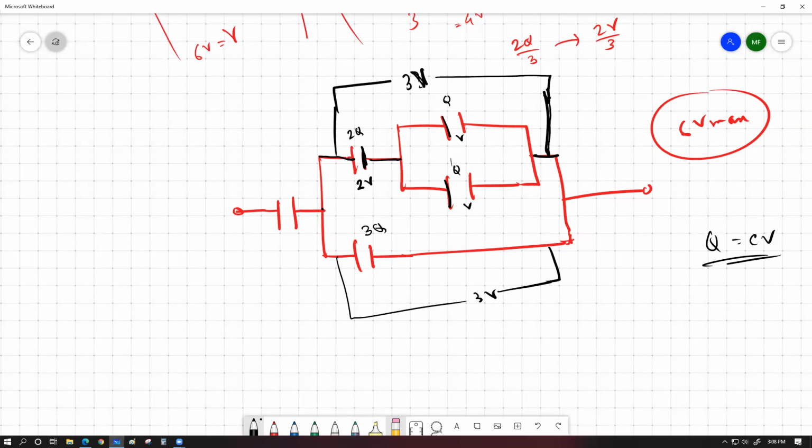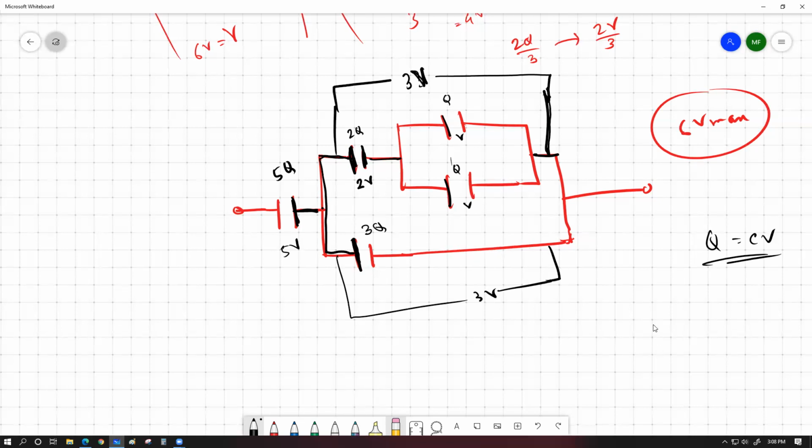Now, have a look over here. This plate has a charge stored of 2Q. This plate has a charge stored of 3Q. This is the disconnected part of the circuit, which basically tells me that this plate should have a charge stored of 5Q, giving me a voltage value of 5V.